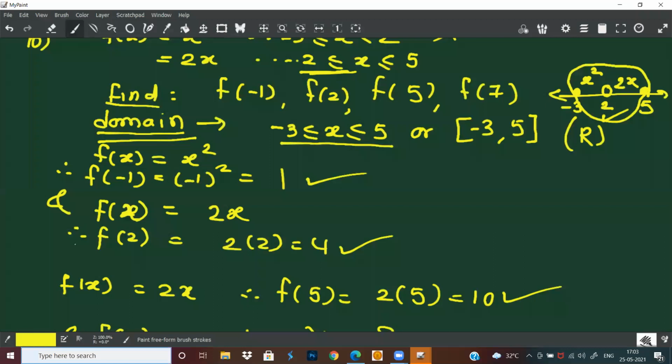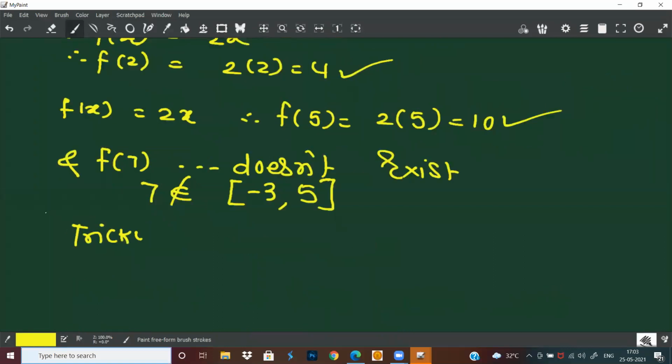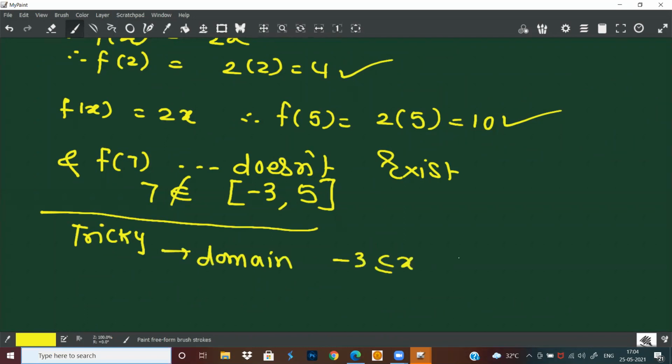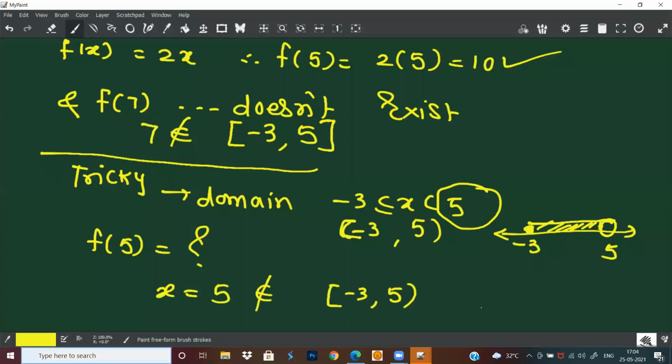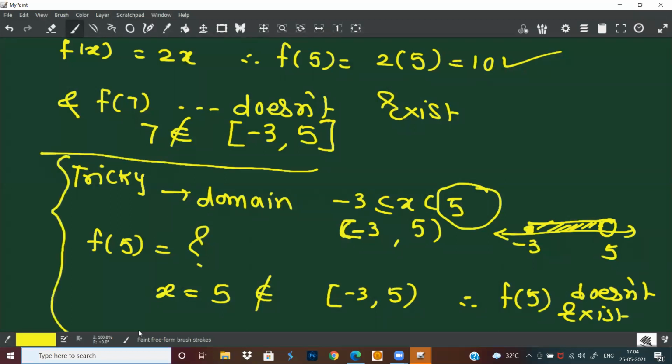Sometimes they make it tricky, I will tell you how. They would give the domain from -3 to 5, meaning -3 is closed but 5 is open. And then they ask you f of 5. Arre baba, where is 5 included? Your domain goes from -3 to a number just before 5, only God knows what that number is. So x equal to 5 does not belong to this domain. So f of 5 does not exist. Are you getting me? This was not in my sum right now, but they can ask you this.